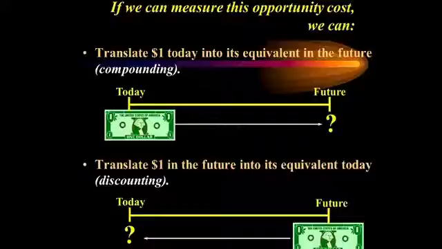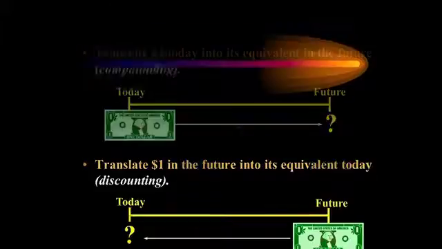So the value of dollar one after a year is compounding. The value of dollar one received after 1 year, at present, is discounting. So if I want to calculate present value, it is discounting. If I want to compute future value, that is compounding. So we have two kinds of valuation techniques. Number one, compounding. Number two, discounting. That is the part of your time value of money.